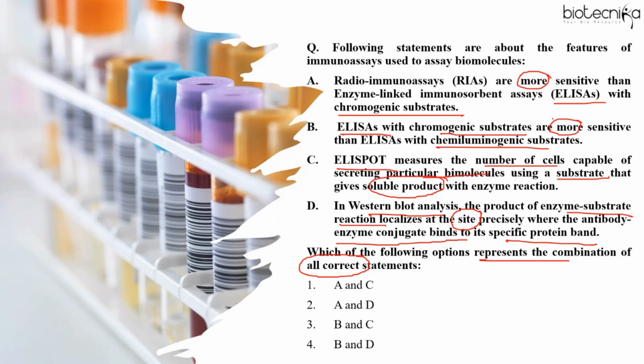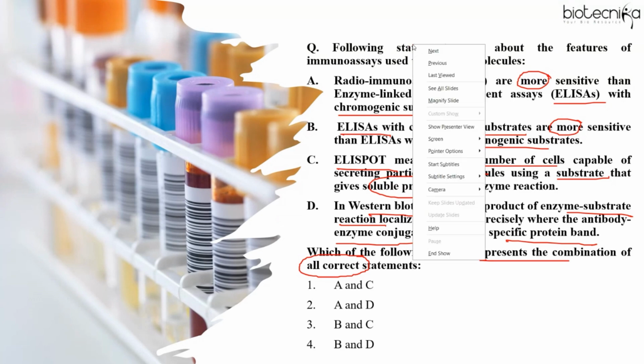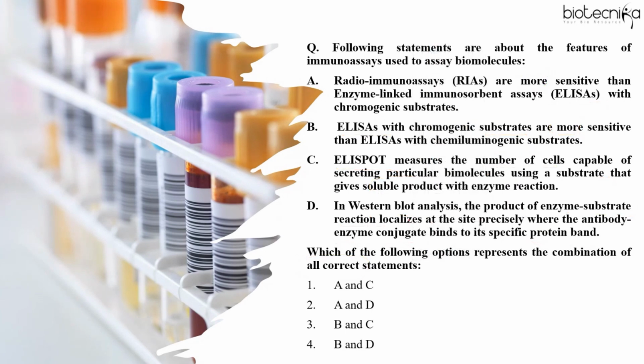To answer this question, you need to be thorough with the techniques radioimmunoassay and enzyme-linked immunosorbent assay. You should know what happens in ELISA spot. The principles of these techniques need to be very much clear, even Western blot analysis. So I'm giving you 2 minutes to solve this question. Please go through it and tell me the answer.